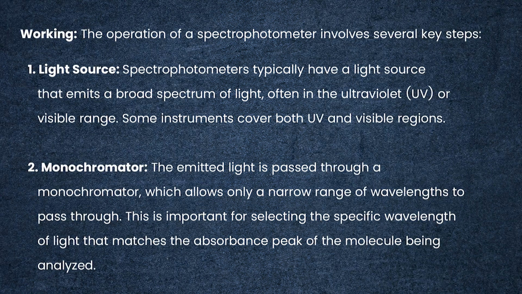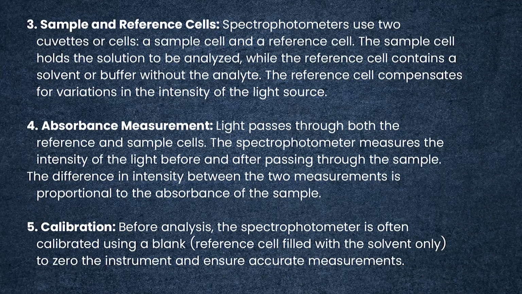The next thing is the monochromator. The emitted light from the light source is passed through the monochromator, which allows only a narrow range of wavelengths to pass through. This is important for selecting the specific wavelength of light that matches the absorbance peak of the molecule being analyzed. The next thing is the sample and reference cells, or the blank cells.